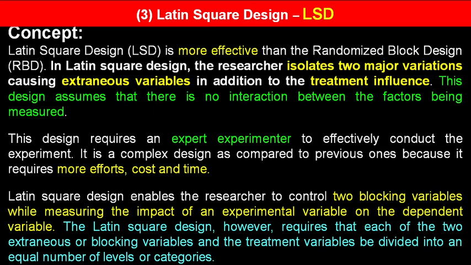Latin square design enables the researcher to control two blocking variables while measuring the impact of an experimental variable on the dependent variable. The Latin square design, however, requires that each of the two extraneous or blocking variables and the treatment variables be divided into an equal number of levels or categories.